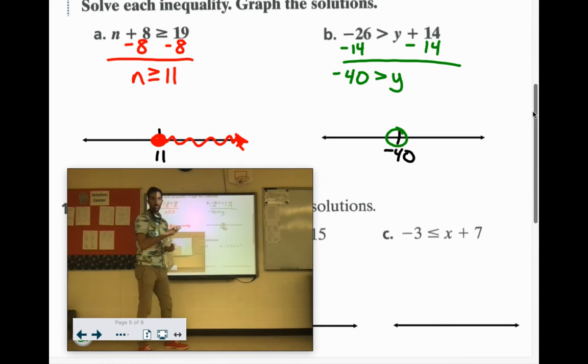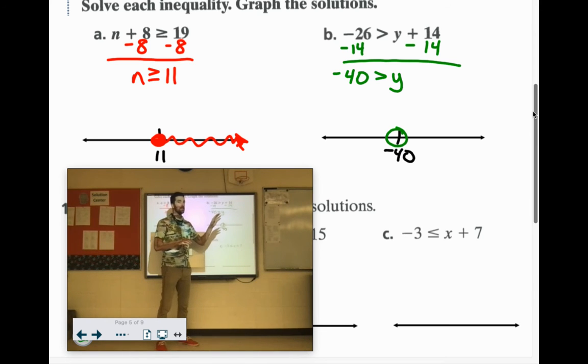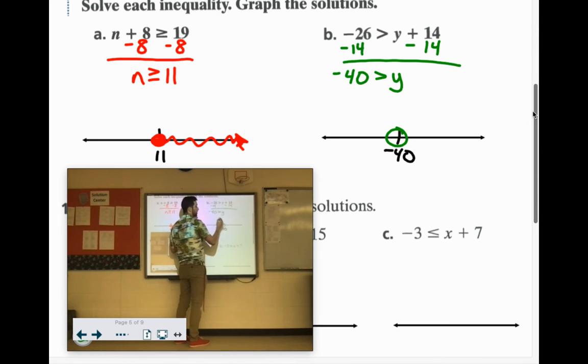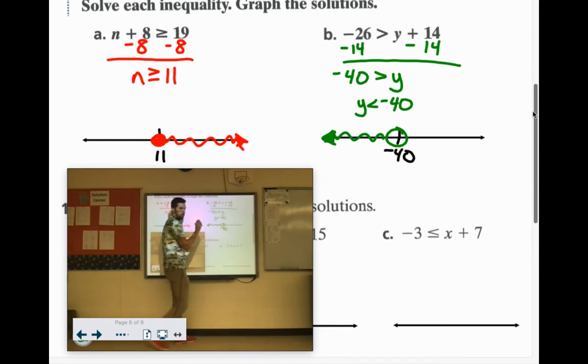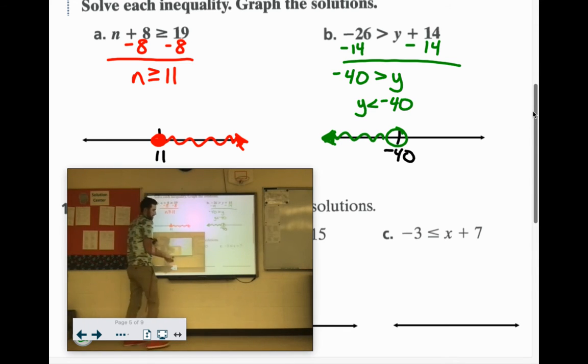Now, either rearrange the inequality, or remember, you just follow the arrow if the variable's first, which is not here. So we have to go the opposite way. It's pointing to the right, so we would shade to the left. Or if it helps, rewrite it with the y first. Negative 40 is greater than y would be the same as y is less than negative 40. So if you reverse the order, you reverse the sign.